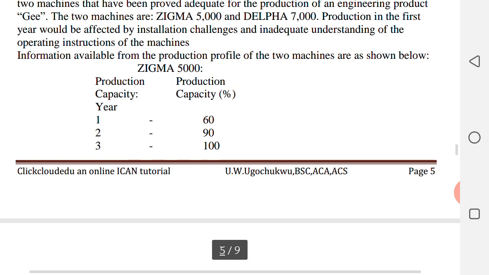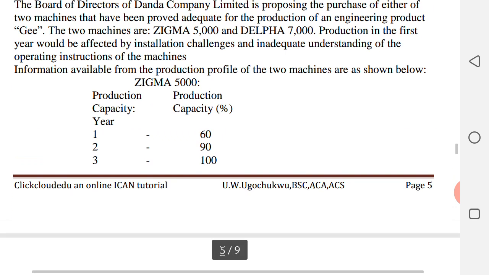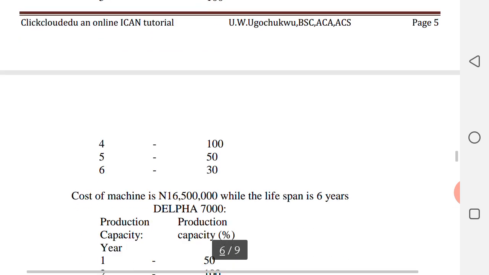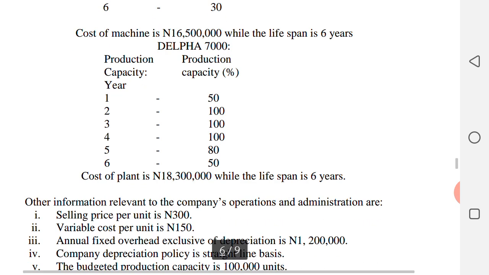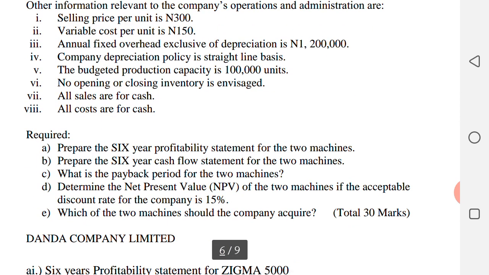So we can read the past question very well. Because of the time, I'll go straight to the solution to explain this past question. We should be able to read it very well and digest it. What we are asked to do here is to prepare a 6 years profitability statement for the two machines.